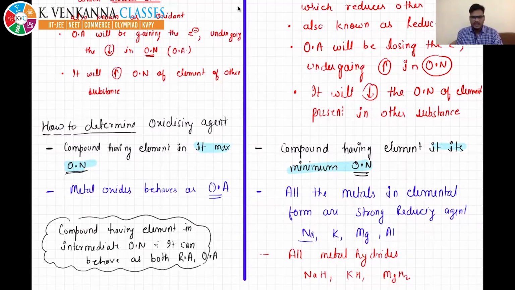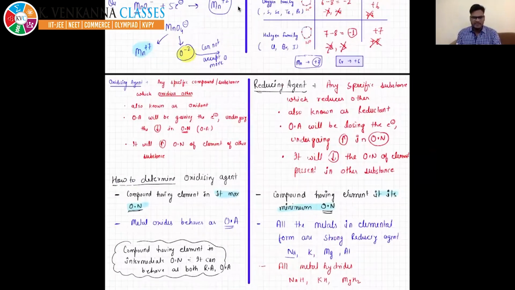Just see this, then I will write some compounds and we will find out which of them can behave as oxidizing and which as reducing. But to identify that, you need to know the maximum and minimum rule, right? I will take 3-4 minutes, beta.